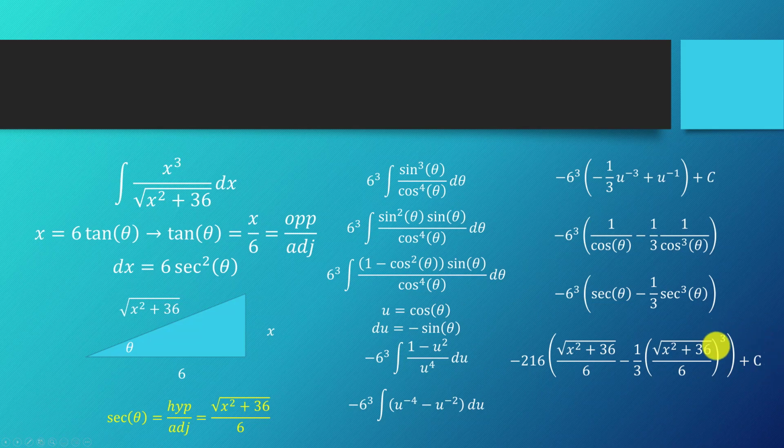You could combine the 3 and the 6, the 3rd power, and here you might get x squared plus 36 to the 3 halves, and then over 216. But it's not totally necessary. I would be fine if you did this. We went this far and then stopped here.